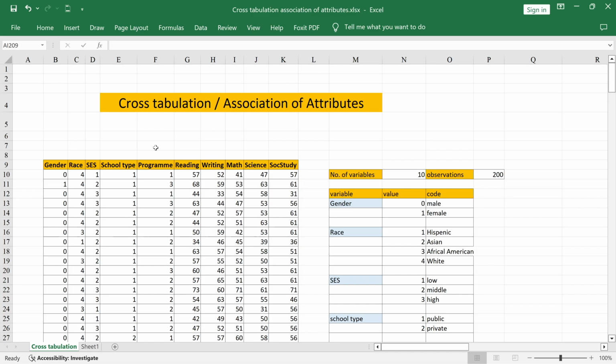What exactly will you get from this analysis? In cross tabulation or association of attributes, you are going to find whether your attributes, or you can call them parameters, are associated with each other or not. If there is an association, then there will be a test, and that test we will do in this session.